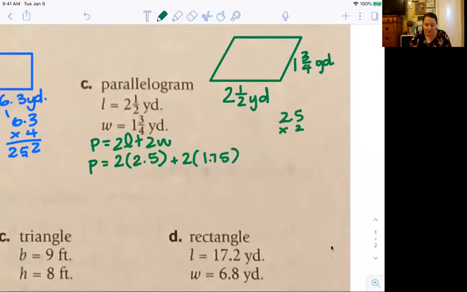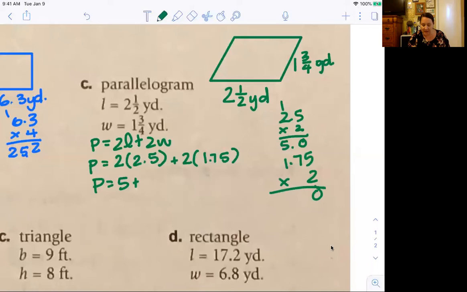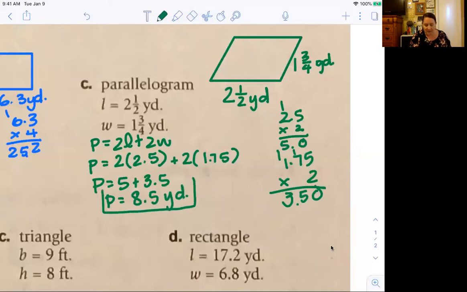2.5 times 2 is 5. So perimeter equals 5 plus, and then 1.75 times 2. 5 times 2 is 10. Carry my 1. 7 times 2 is 14, plus 1 is 15. Carry the 1, and 2 times 1 is 2, plus 1 is 3. Then we put our decimal, 3.5. Perimeter equals 8.5 yards.